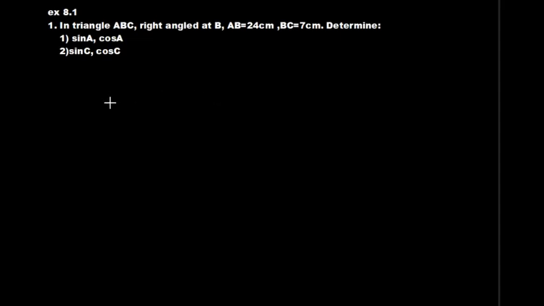Okay, so let's start. So first of all, let's go through the question. Question number 1, exercise 8.1. The name of the chapter is trigonometry. So in triangle ABC, right angle at B, AB is equal to 24 centimeter, BC is equal to 7 centimeter. This information is given. And what we are told to find, we are told to determine sine A, the value of sine A, comma, cos A. These two terms are separate, okay? So the value of sine A will be different, cos A will be different, sine C, comma, cos C.